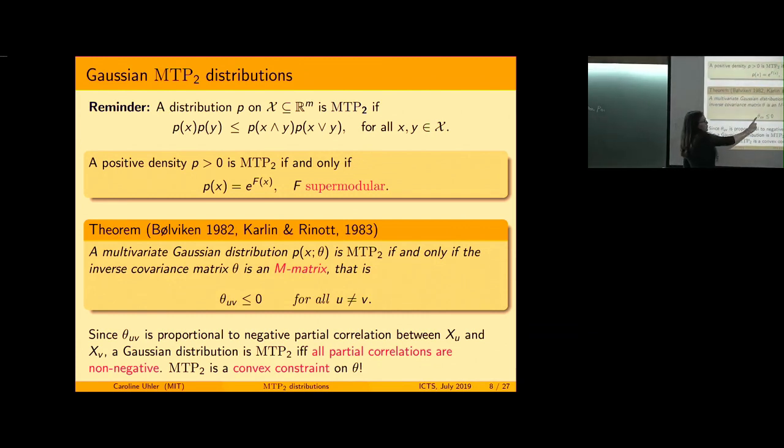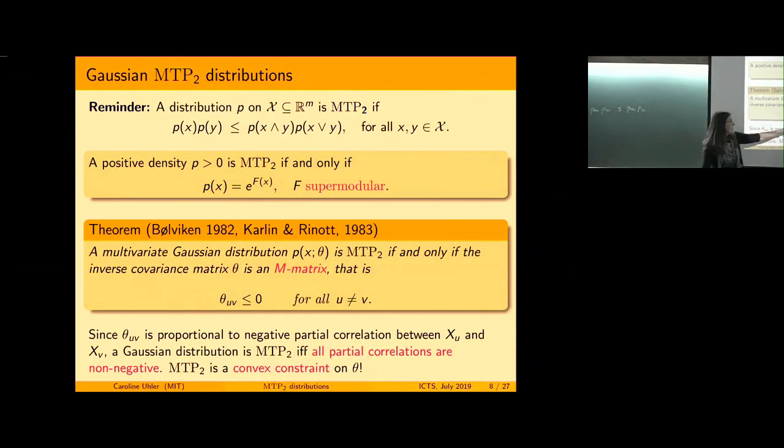So why does this have anything to do with positive dependence, right? I'm saying the entries of the inverse covariance matrix have to be smaller or equal to 0. But remember that the entries of the inverse covariance matrix are the negative of the partial correlations. Right? So this really means that all of the partial correlations are positive or non-negative. Okay, so we have this minus sign that creeps in. So this all makes sense, right? So this means that all of the conditional dependencies have to be positive.